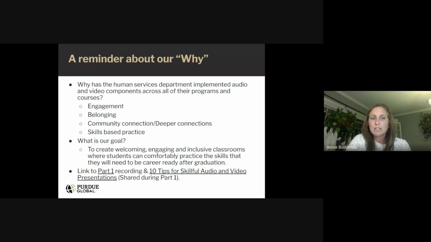And our goal as a department is to create welcoming, engaging, and inclusive classrooms where students can comfortably practice the skills that they need to be career ready. So really, it's giving you the space to practice, to feel comfortable, to feel safe, so that when you go into the workforce, you're ready.